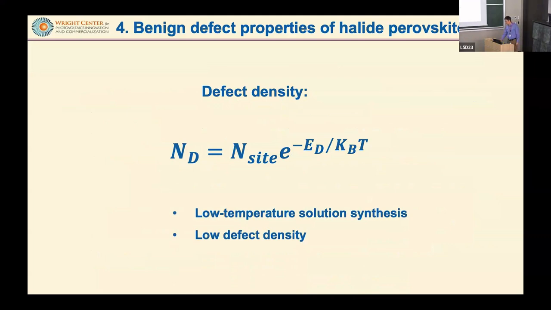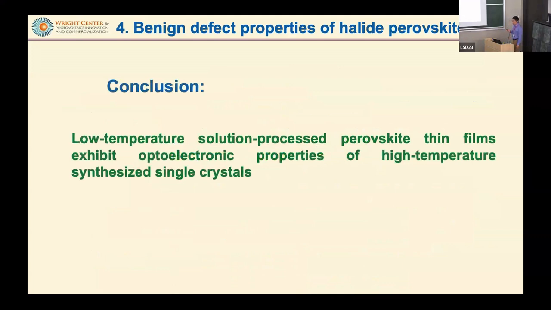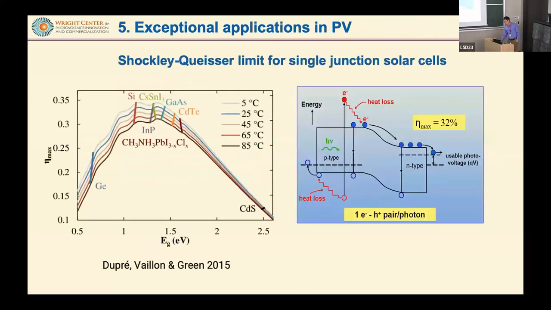So I would like to summarize what I have said here. The reason why perovskite is so wonderful is that you can synthesize the material by solution process at a low temperature, and those perovskite thin films have electronic properties as good as those high temperature synthesized single crystals like silicon. So that makes it so unique.